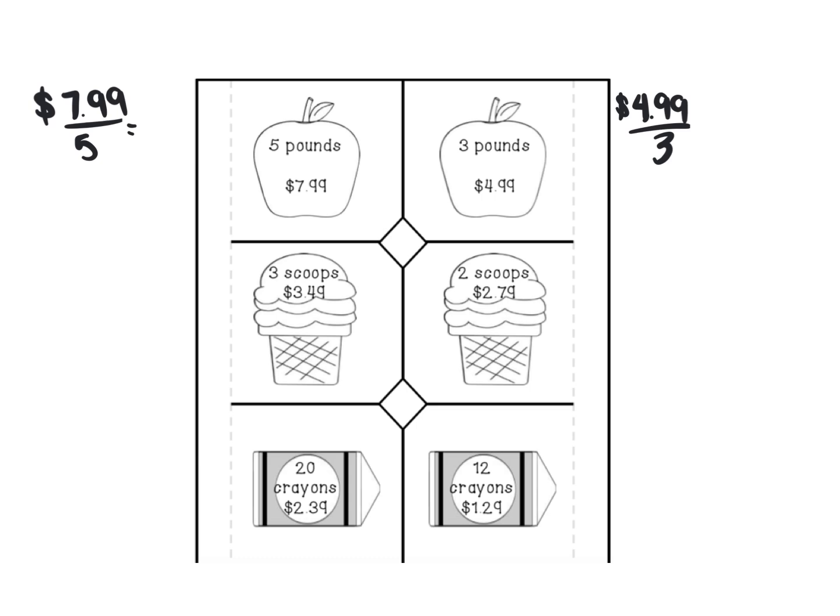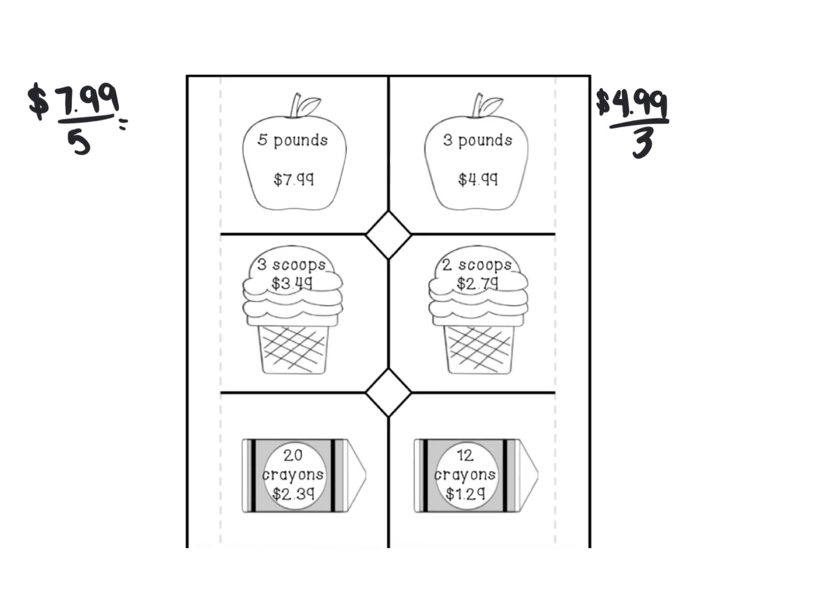All right, what's the unit price of my 5-pound bag of apples? Miriam? $1.59 for 1 pound. Was it 1.598? So what's that 8 going to make us do? Yeah, good. 1.6. So $1.60 per pound here. What do we get on our other side? Nice job.